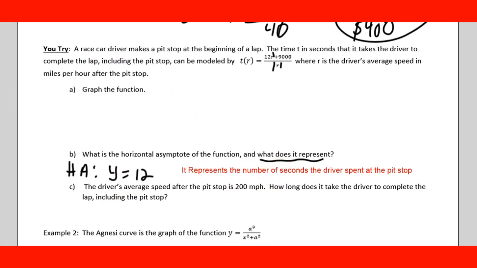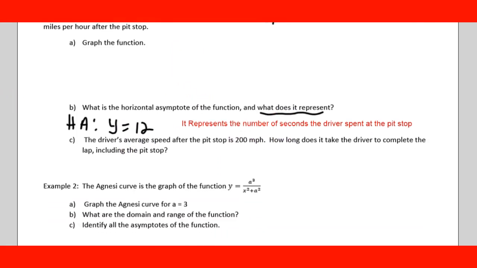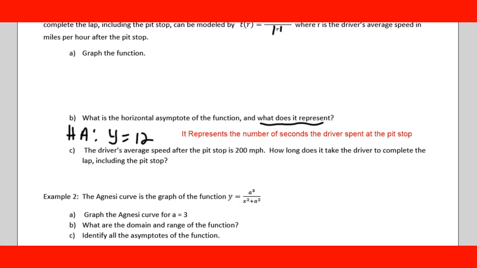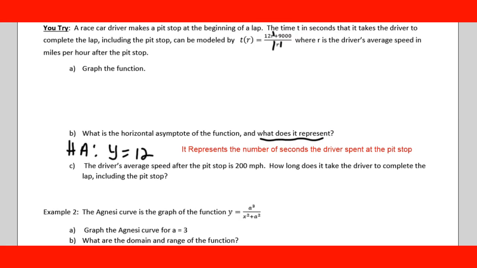Now, right here, part C. Part C says the driver's average speed after the pit stop is 200 miles per hour. How long does it take the driver to complete the lap, including the pit stop?